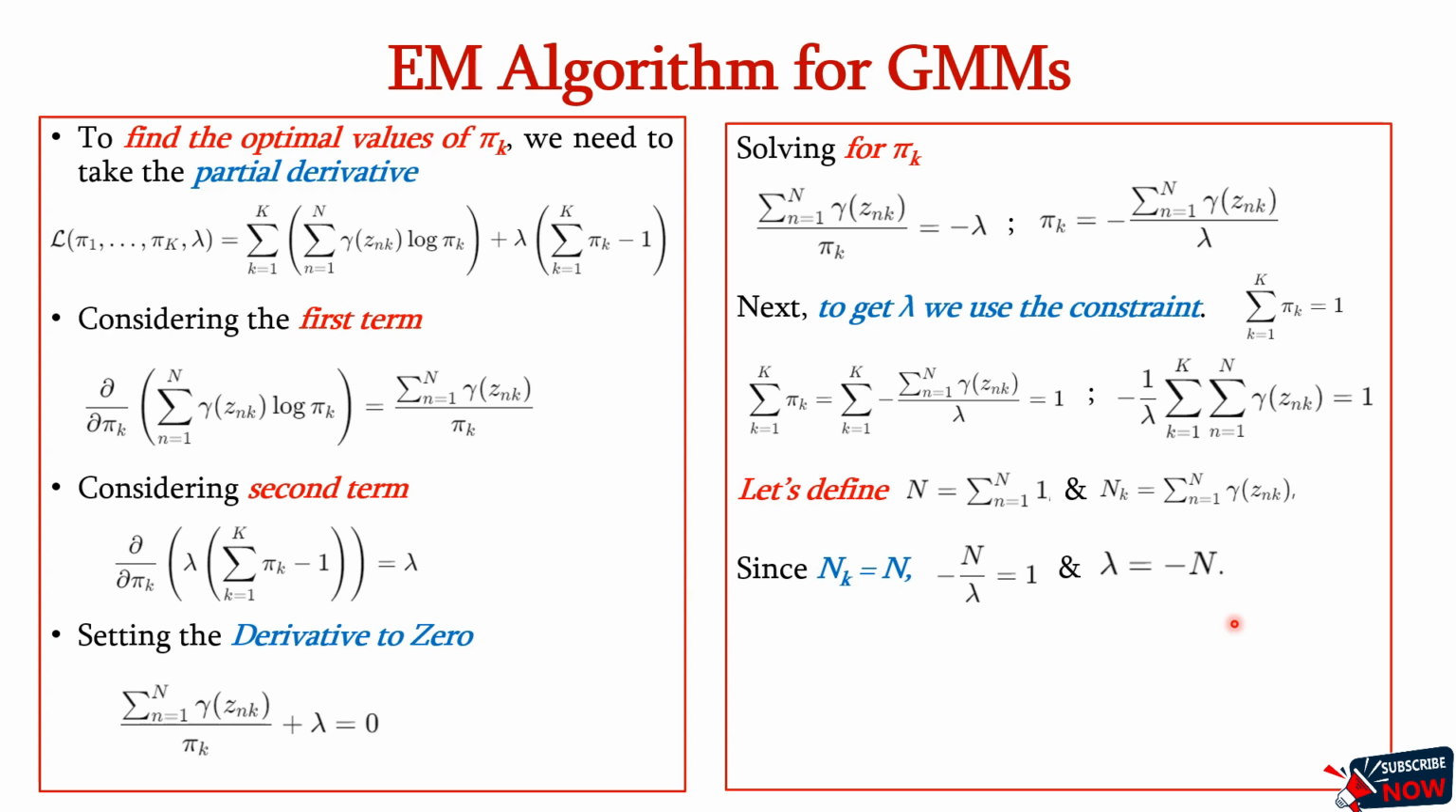So if we substitute this lambda value in this equation, we can write pi k is equal to N k divided by N. So where N k is nothing but this summation of n equal to 1 to N gamma of z n k. So in the place of lambda we write the minus N, so it becomes plus. So we have the final expression as pi k is equal to N k divided by N. So thus we have updated the mixing coefficient pi k.